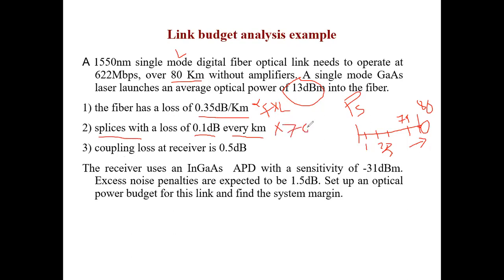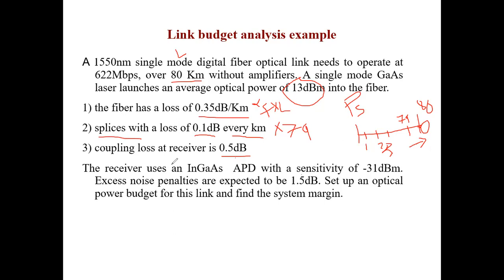Okay, then what I have is coupling loss at the receiver. So 0.5 dB. They have mentioned that there is coupling loss only at the receiver. They have not mentioned coupling loss at the transmitter end. So don't take it on both sides. If it were there on that side, they would have mentioned it. So there is a coupling loss at the receiver, so another 0.5 dB you will subtract.